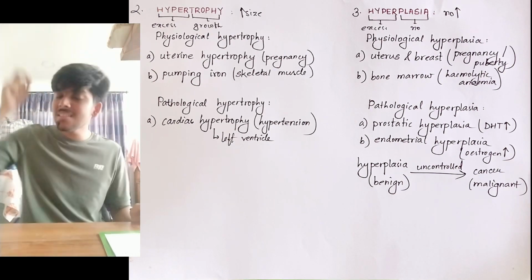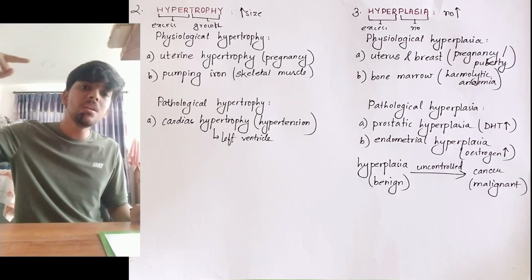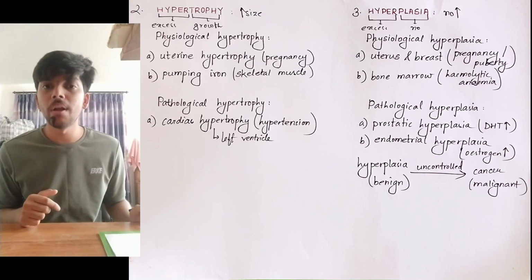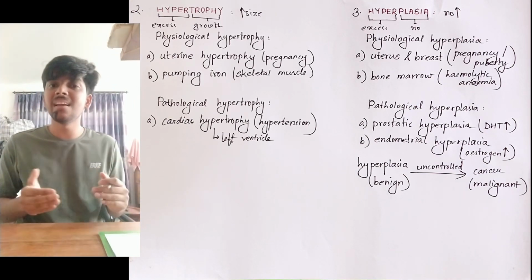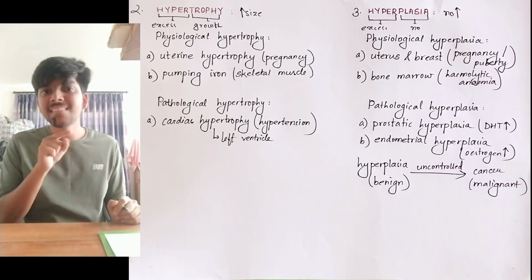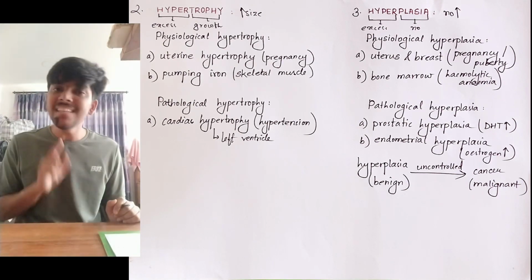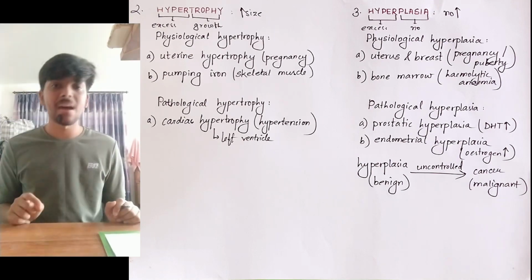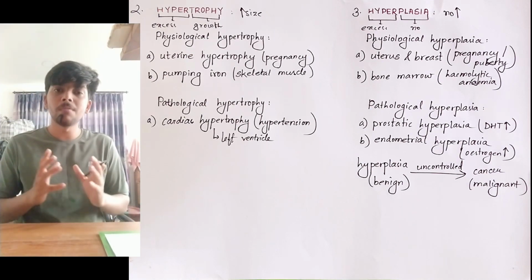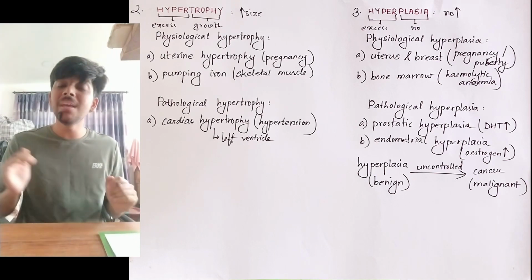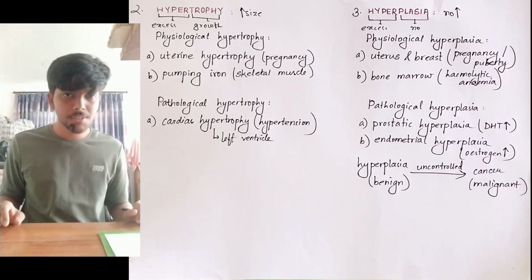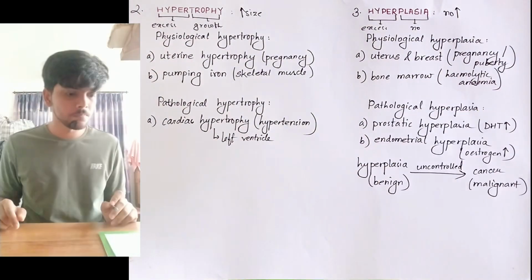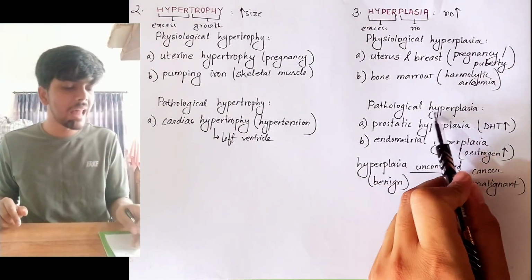In order to increase the number of red blood cells back to the normal number, there is an increase in the level of erythropoietin. The kidney starts secreting more erythropoietin, and this erythropoietin increases the number of erythropoietic cells in red bone marrow. So there is an increase in the number of erythropoietic cells in order to increase the number of red blood cells. And this is bone marrow hyperplasia.